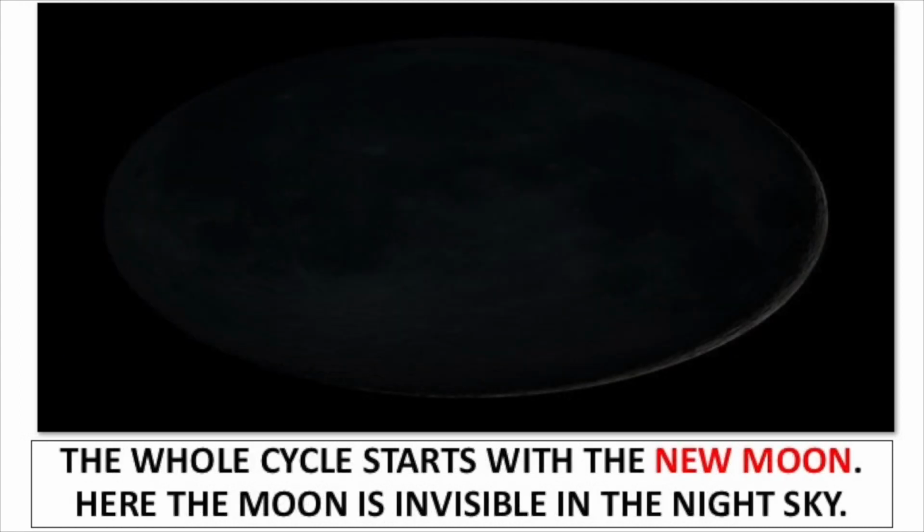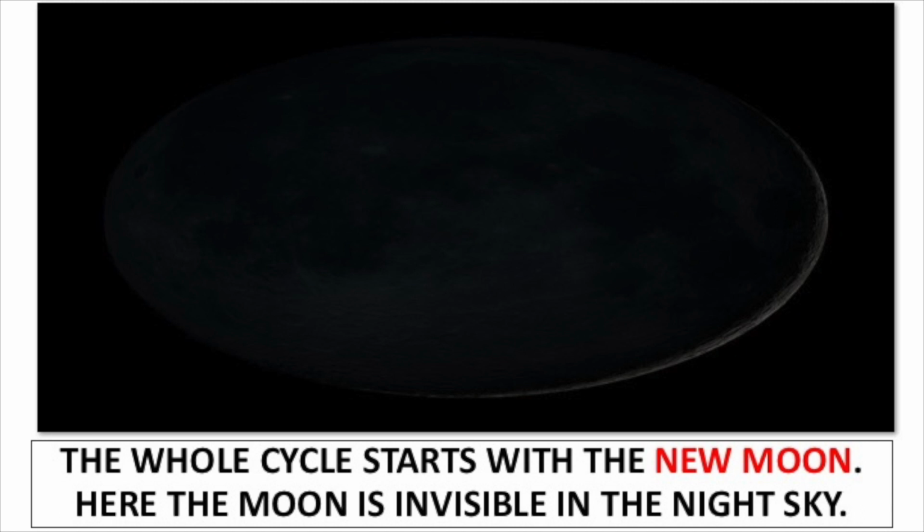The whole cycle starts with the new moon. Here, the moon is invisible in the night sky. Can you see the moon in the picture? Little bit. You can. It's almost invisible. Some people can see it, some people can't. It's very little. Here, you can just about see the sunlight reflecting on the smallest portion of it. So when the moon is invisible, that's the new moon. That's the start of the next lunar calendar.